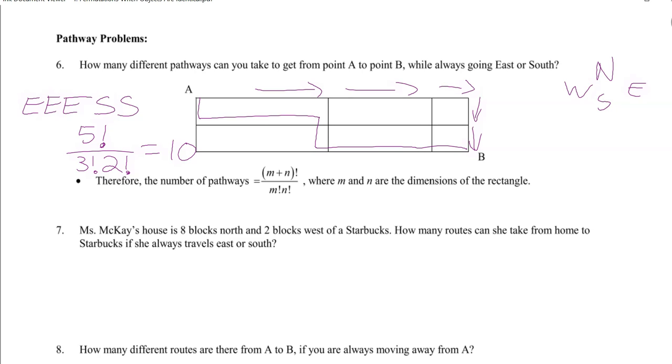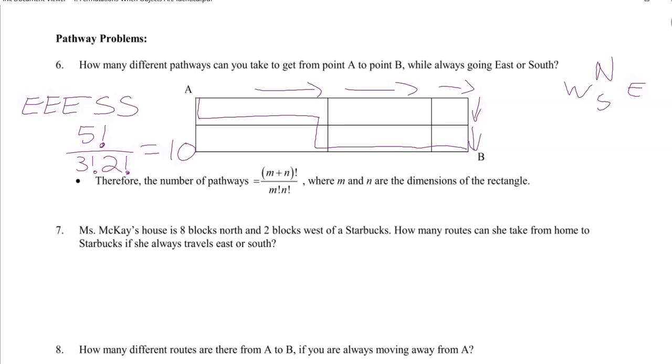So the number of pathways is n plus m. So we're only going 2 directions, right? It's a rectangle. You only go left, right, or north, south, or whatever. So m plus n, how many blocks? How many of them are all one way? How many of them are all the other way?